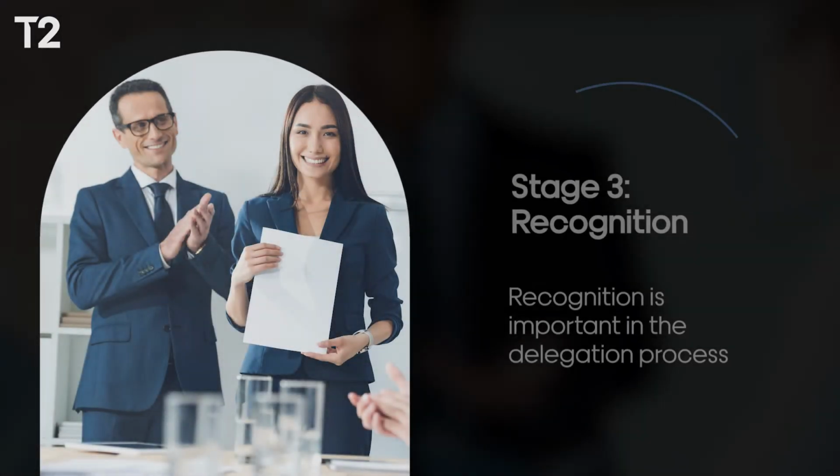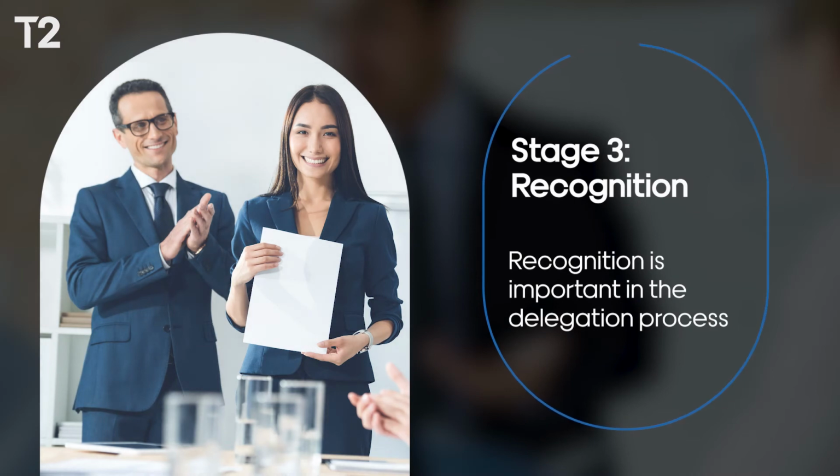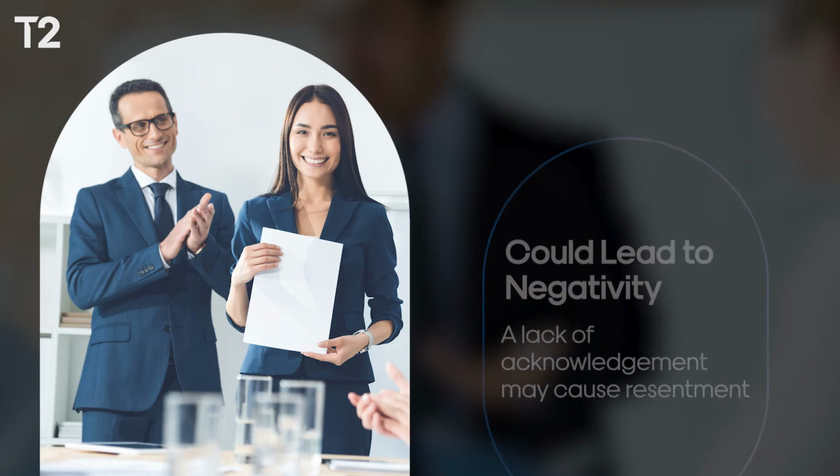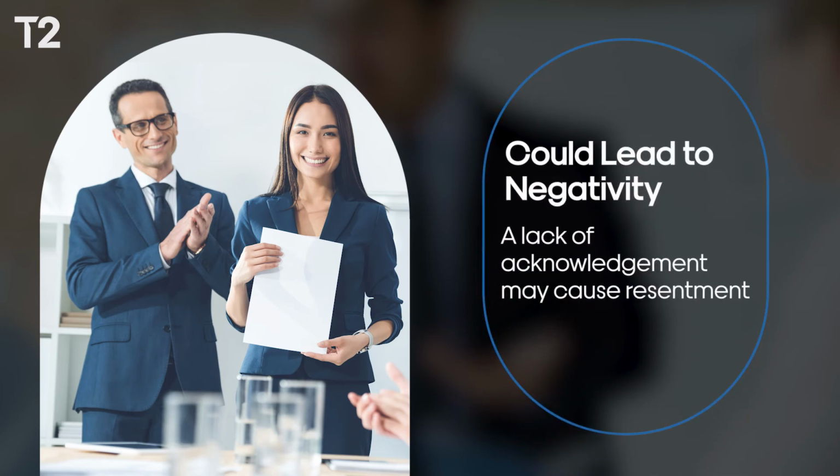Stage 3 of the circle is recognition. Once the receiver has completed the delegated task, you need to recognize the job that's been done. Recognition is the antidote of resentment. If you don't recognize what the receiver has done, it can lead to negative emotions and feelings of resentment.